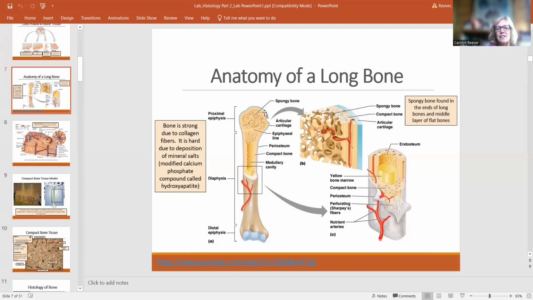What are the units in spongy bone? It starts with a T. Did she talk about that? Trabeculae. Whereas the osteons are in the compact bone.